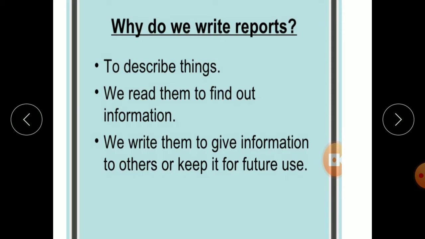Now, why do we write reports? It is to describe things and events. The second point is that we read them to find out information. Yes, a written report gives us information, and not only to us, it also gives information to others, and it is kept for future use.